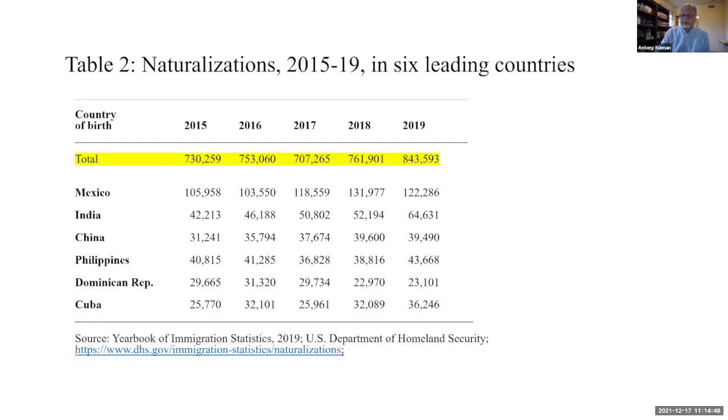Quick note on where these applicants are from. Out of the 843,593 for 2019, 122,000 were from Mexico, 64,000 from India, 39,000 from China, 43 from Philippines, Dominican Republic, and Cuba make the last two. These are the top six. Basically, there are individuals from every country in the world applying for US citizenship. So the numbers are staggering.